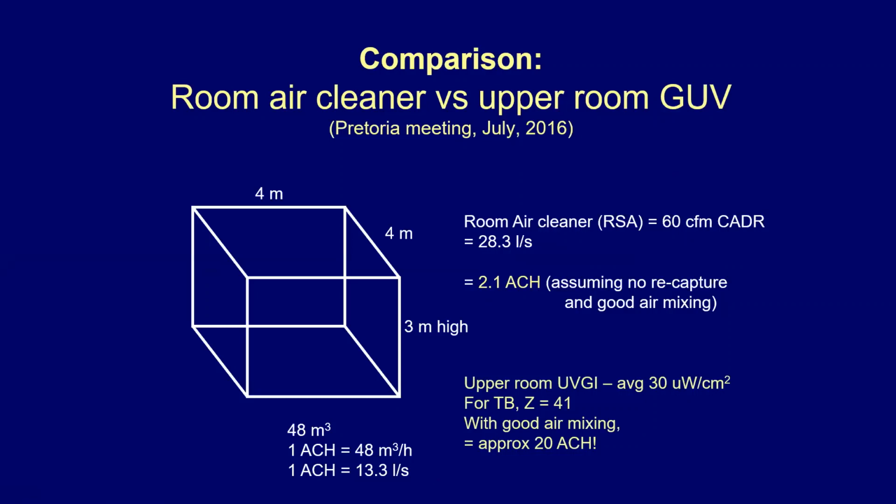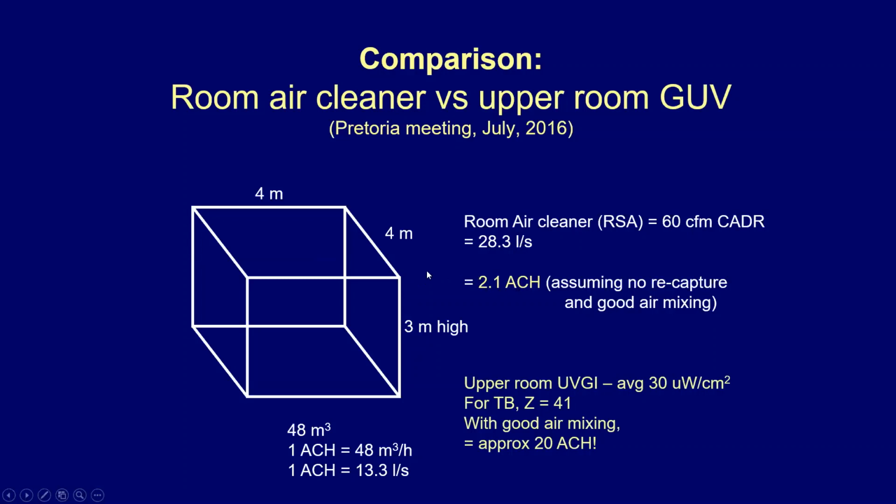So here's that example. Here's a fictitious room, 4 meters by 4 meters by 3 meters high, a small room. And a room air cleaner was advertised at a meeting that, when we looked very carefully, was producing 60 CFM, a clean air delivery rate, or 28.3 liters per second. In this small room, that's just 2 air changes per hour.